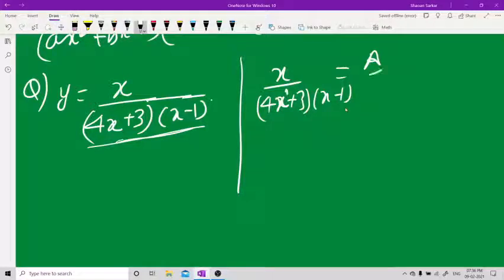Power of this is 1, so constant. Power of this becomes 2, then you write ax plus b. Power of this becomes 3, then you write ax square plus bx plus c, like this. This way it goes. Leave it.